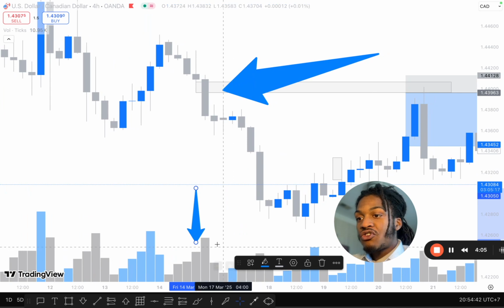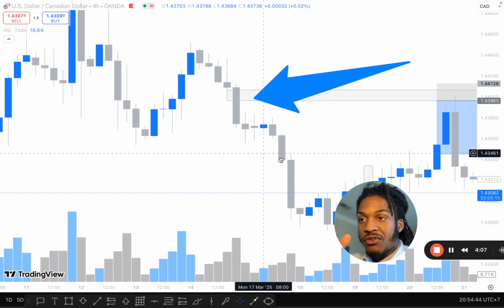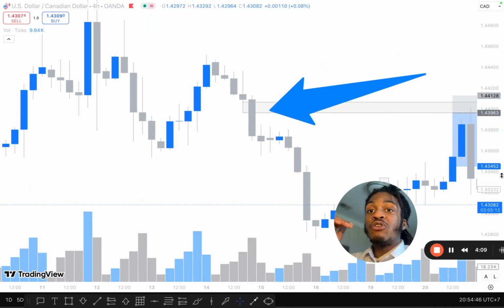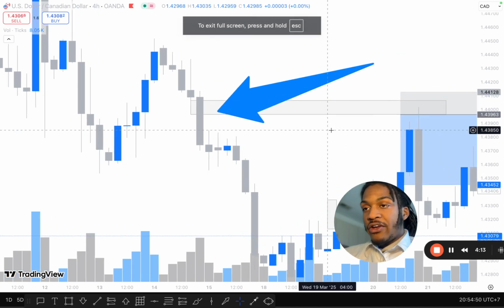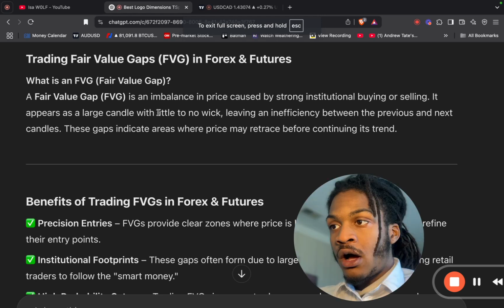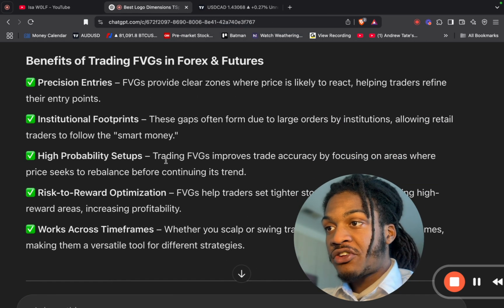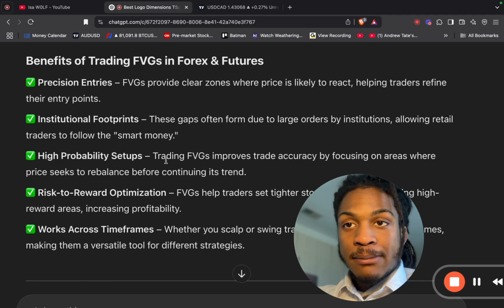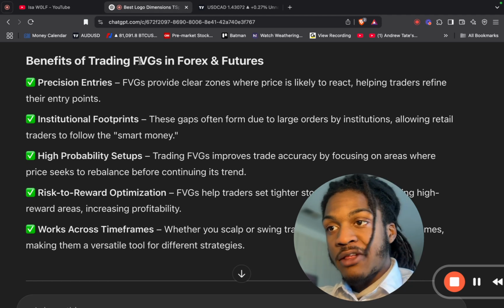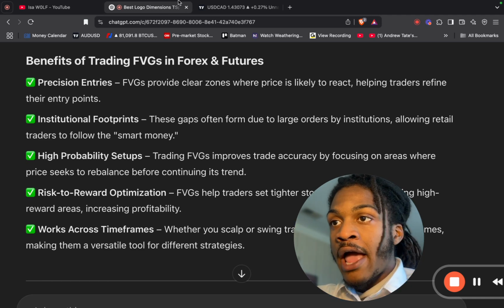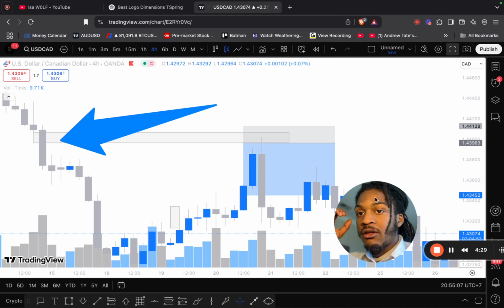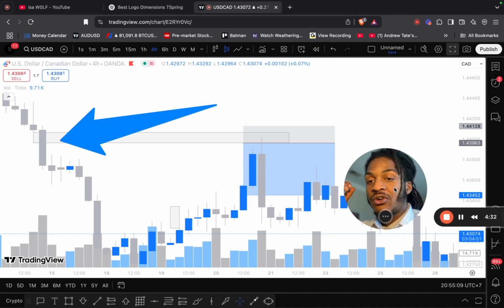So this was an institutional move and push down to the downside, and in result, leaving behind a fair value gap. So, yeah. So the benefits, like we were saying: precision entries, minimal drawdown. Fair value gaps provide clear zones where price is likely to react and react pristinely, especially with wicks. You're going to see a lot of rejection candles on your entries if you trade fair value gaps.